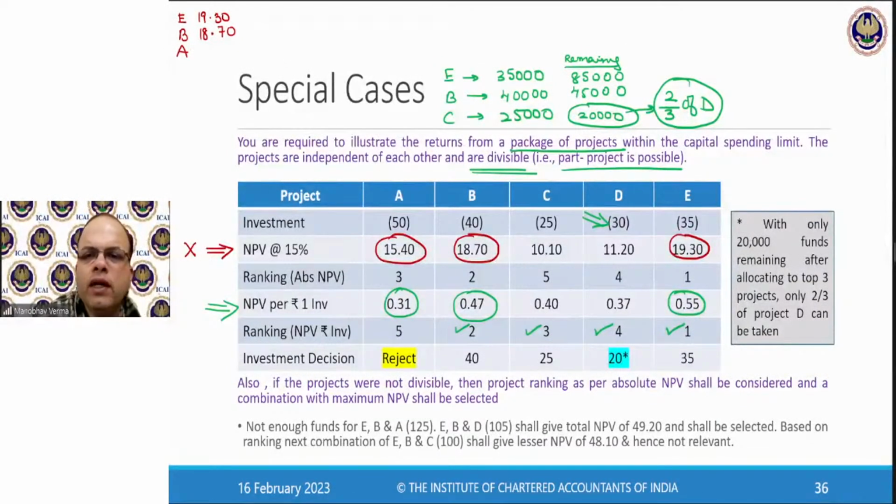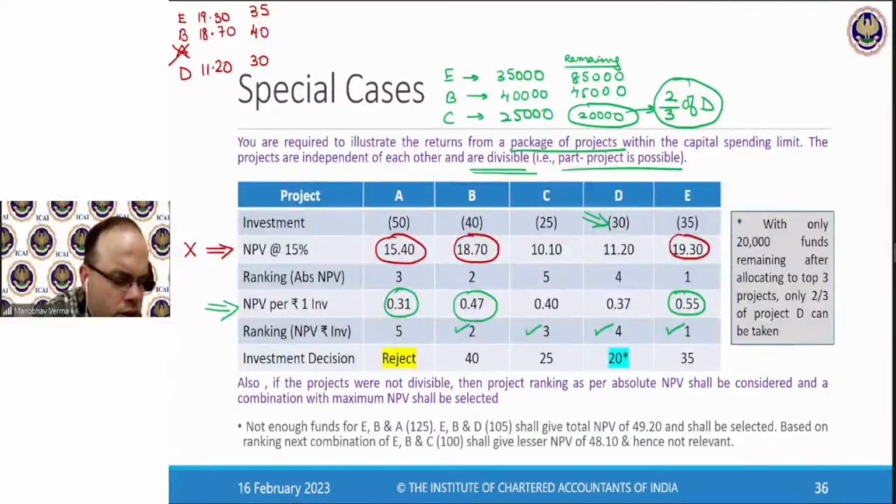Probably, if you see, E requires 35, B requires 40. We are anyways left with only 45,000 guys. That means we don't have funds for A actually. We have funds for C and we have funds for D. My fourth project is D here, which gives me 11.2 as an NPV. So I'm taking 35,000. I'm taking a 40,000. I'm taking another 30,000. Guys, getting it? That means I'm actually investing only 1,05,000.